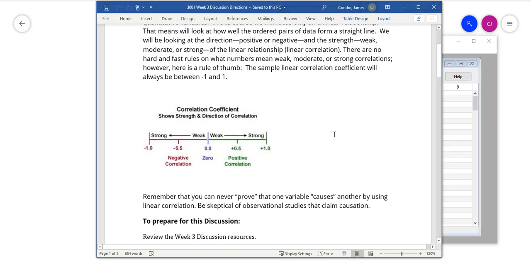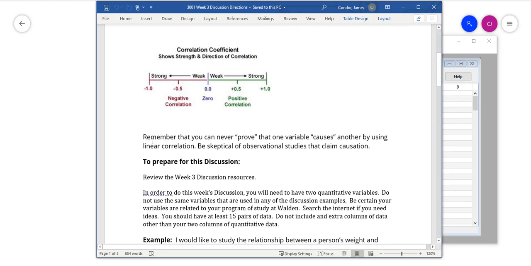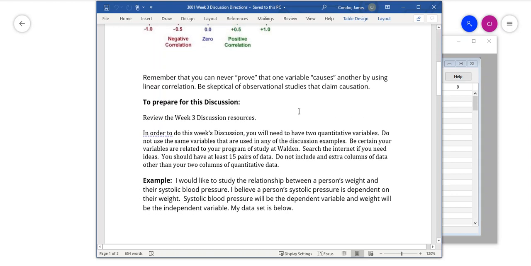So we're just going to discuss that a little bit with some data. You're going to go out and collect some data, build a table, compute the correlation coefficient, and then talk about whether you think it's positive or negative, and what that relationship is, strong, moderate, or weak, and what that may be saying about the variables that you chose. So remember, we're not trying to prove anything. You can never prove that one variable causes the other with linear correlation. So we're just trying to build some support. That's what statistics does.